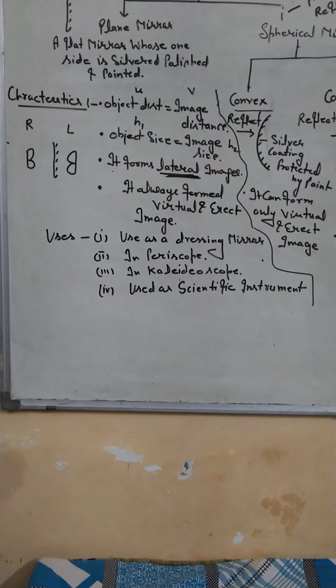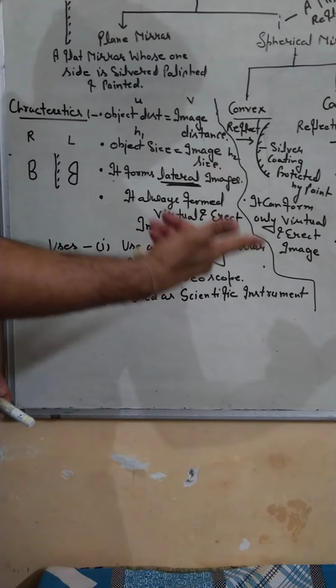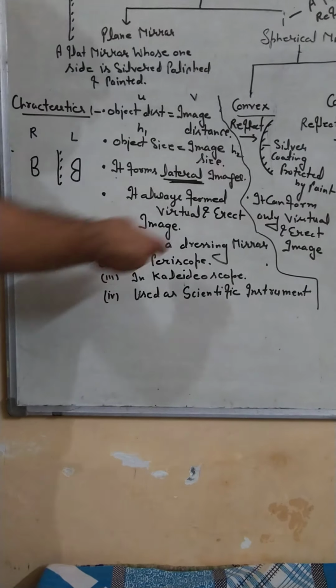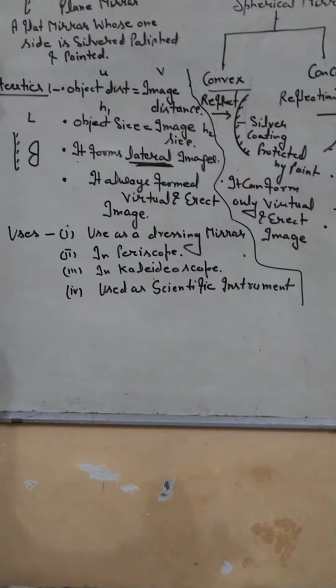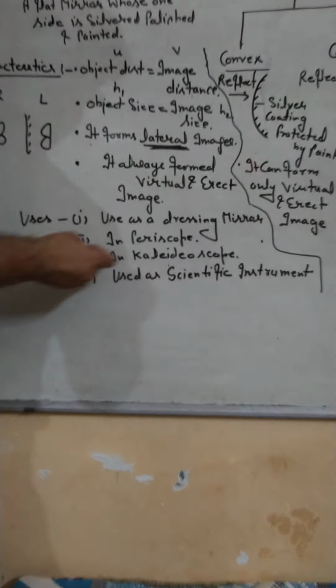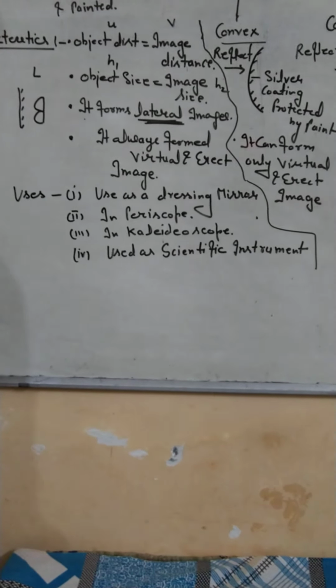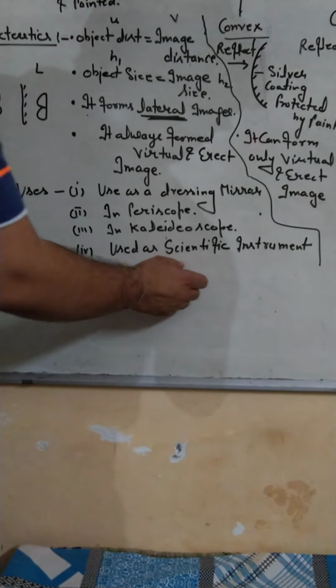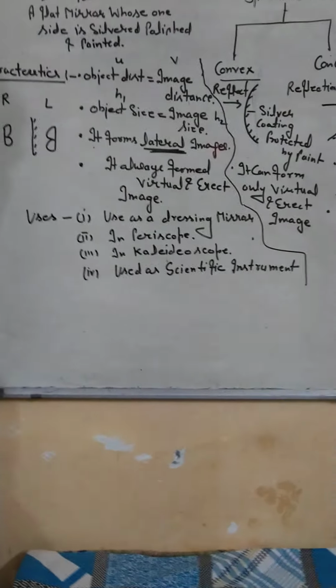नेक्स्ट, इसके यूजेस की बात करें तो प्लेन मिरर के चार यूज हैं. फर्स्ट, यूज एज ए ड्रेसिंग मिरर और लुकिंग मिरर. दैट मिरर्स जनरली प्रेजेंट इन आवर रूम्स to dress up. Second, in periscope in submarines. Third, in kaleidoscope to make a beautiful pattern of bangles. And fourth, used as a scientific instrument like microscope, telescope. All these instruments practically behave like scientific instruments where a plane mirror can be used.